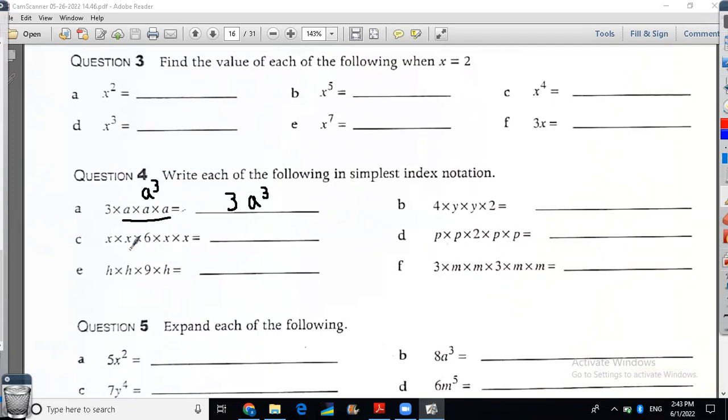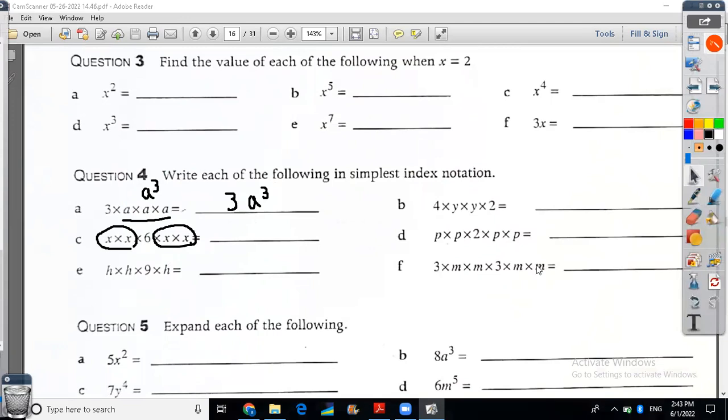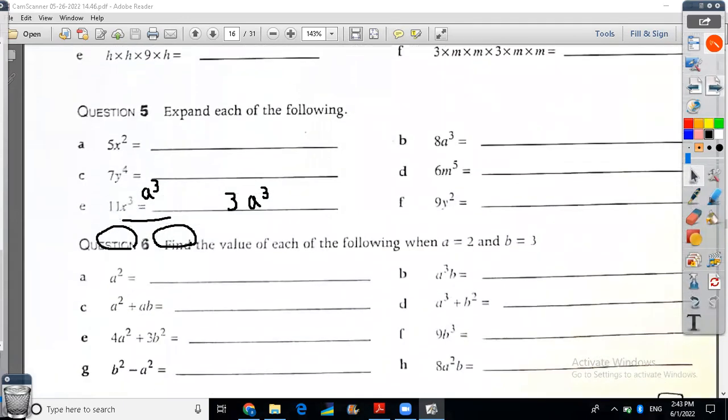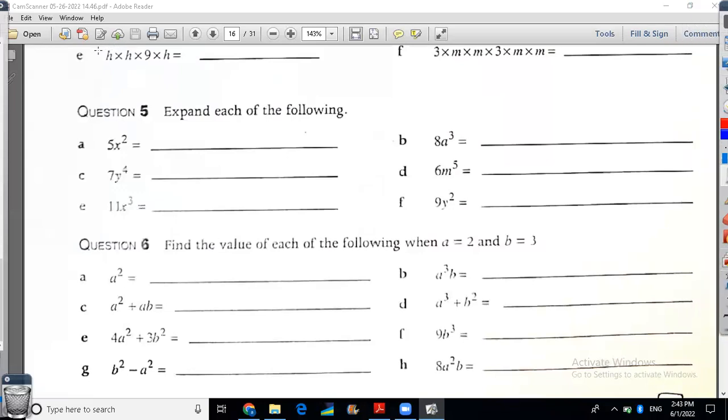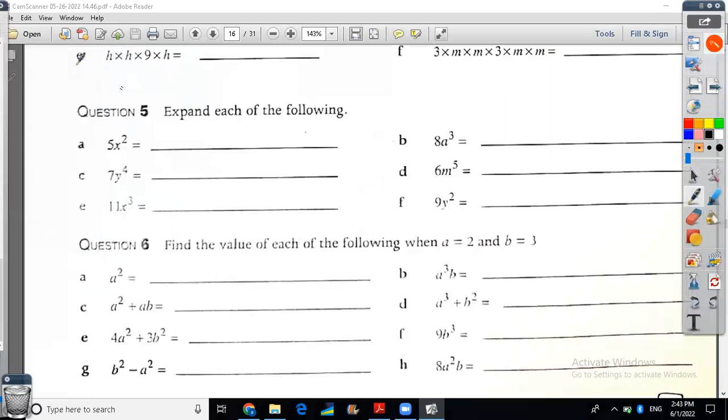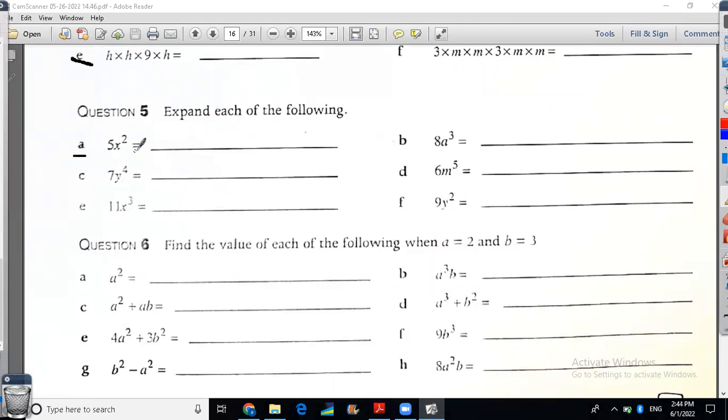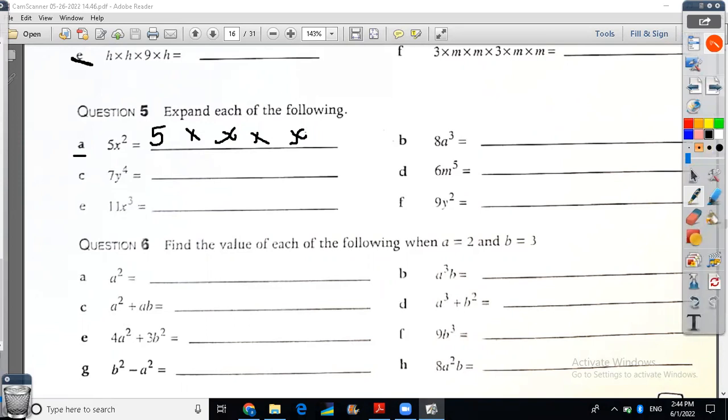You're going to do the same thing over here, multiplying the x's first by each other, then by 6. And so on with the rest of the questions. They want you to expand exactly the same thing that is here. You see how this is expanded here? This is expanded. They want you to do the same thing. So here is going to be 5 times x times x. Sorry guys, I'm using the mouse. That's why my handwriting is really terrible. All right, let's continue.